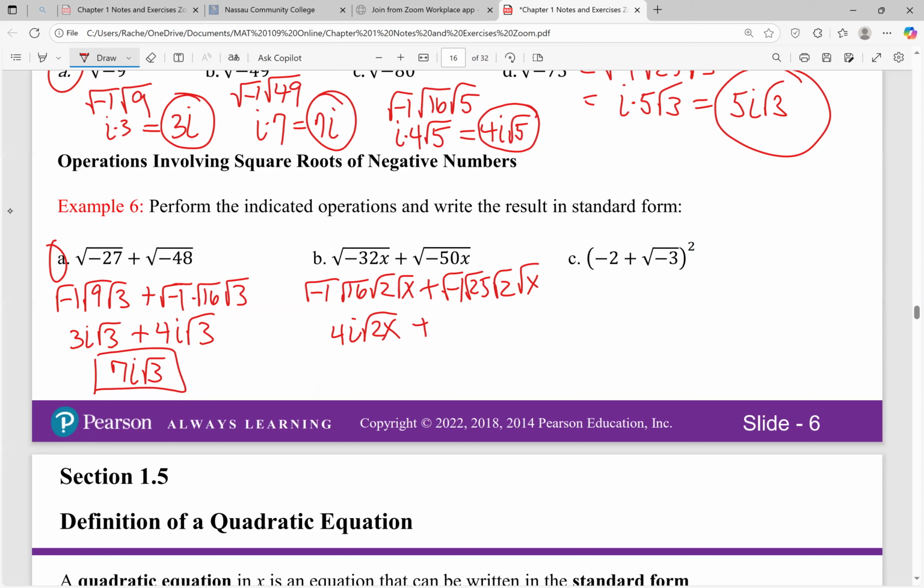Plus square root of 25 is 5. So 5 times i, right? Because the square root of -1, and then times the square root of 2x. And now when I look at this in simplified form, I realize the radicals are like, and I can add them. So 4i plus 5i is going to be 9i, and then times the square root of 2 times x.